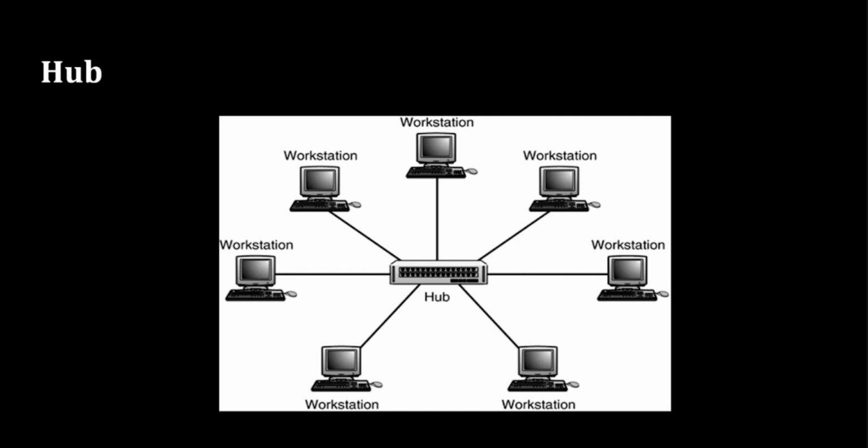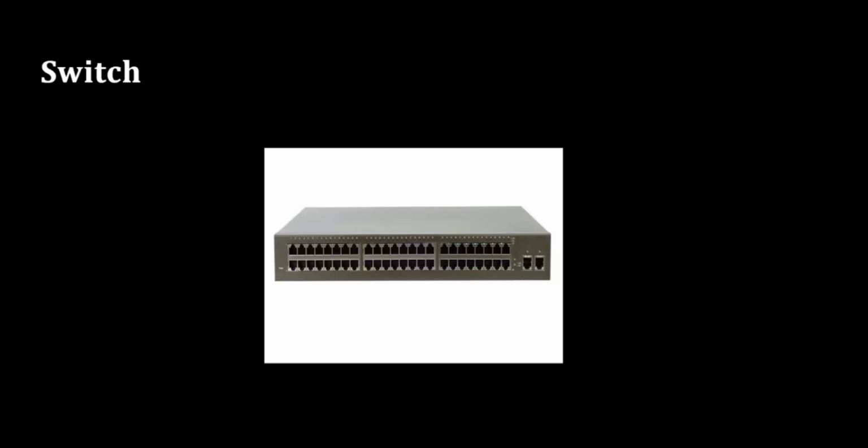So that's a drawback, right? Like if two devices share a file, the data is broadcast to the entire network. The other devices will also receive the file. Now that you understand the issue with hubs, let's talk about switches.